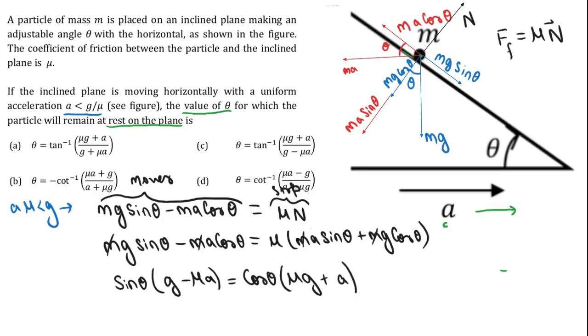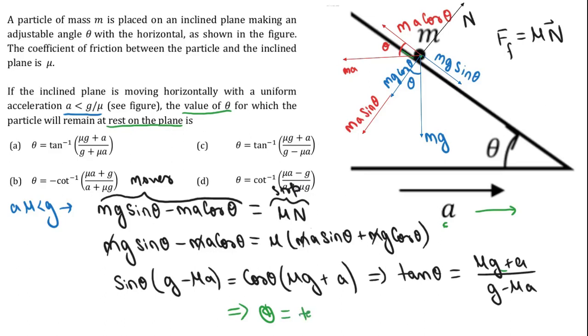Now we can write this as tan theta equals (mu g plus a) divided by (g minus mu a). And if we write it like it's written in one of the options, we will have theta equals tan inverse of (mu g plus a) divided by (g minus mu a). So this is our answer.